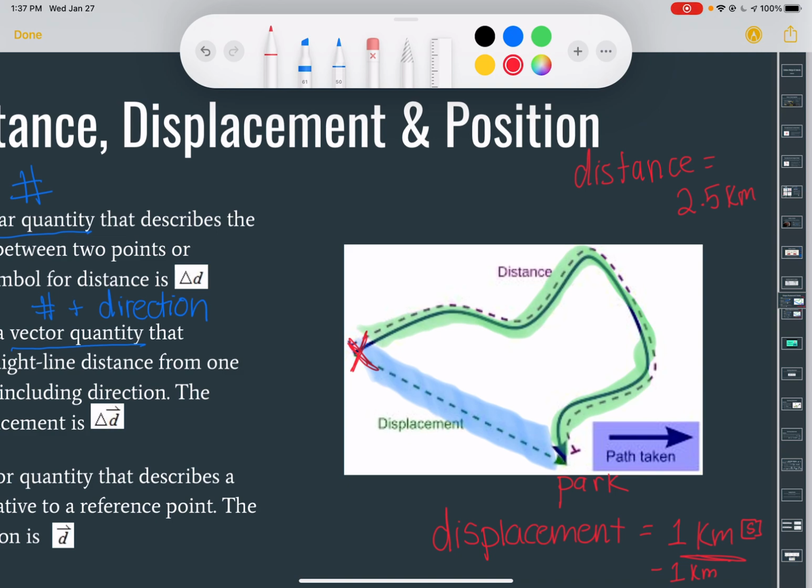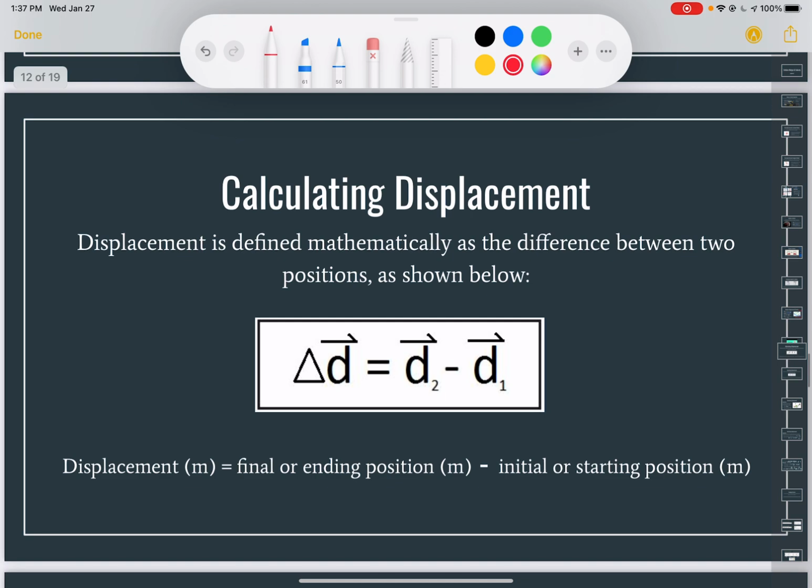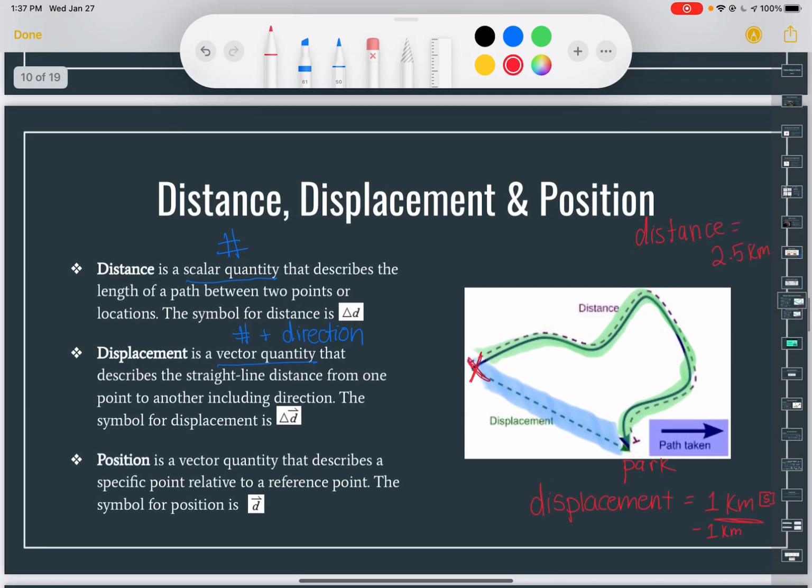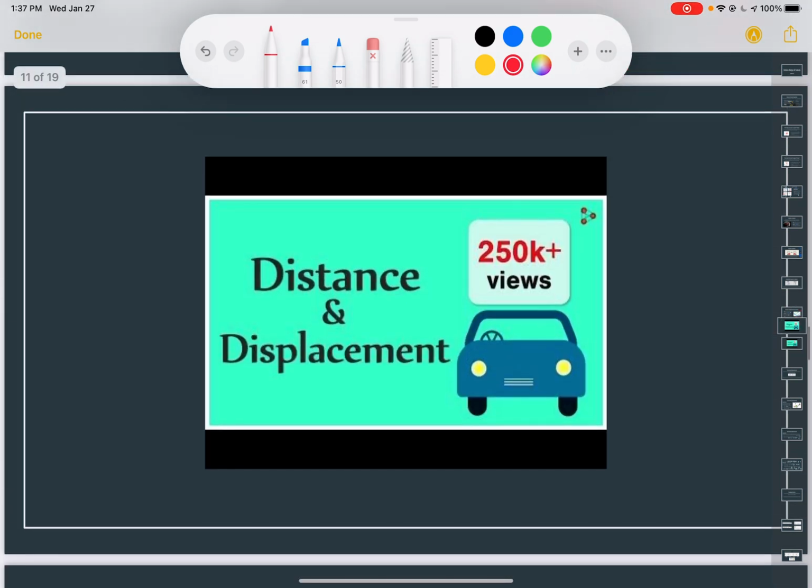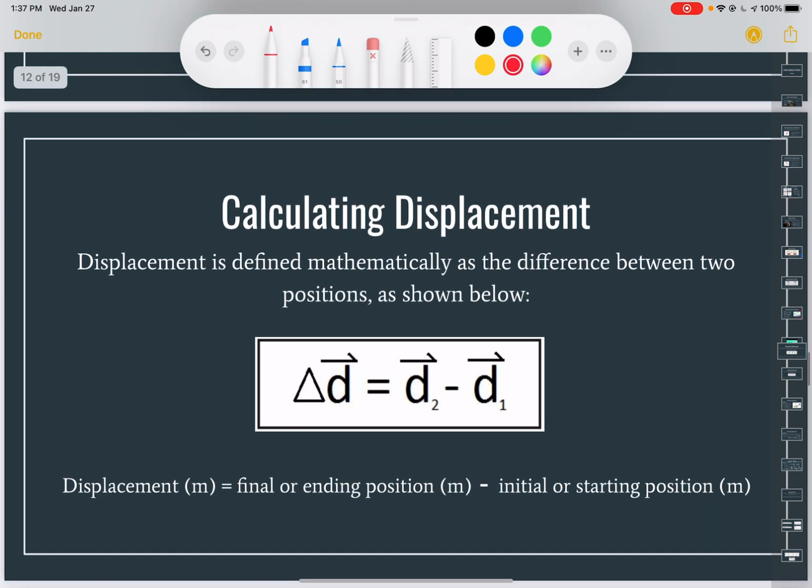So when we're calculating distance, maybe that's on the next slide. Yeah, it is. Well, I won't get ahead of myself. There's a video there I will post. But in order to calculate these, we're going to go over displacement first. Displacement is defined mathematically as the difference between two positions as shown below. So how we figure out displacement is basically we say, where did you start? And that's your number 1.